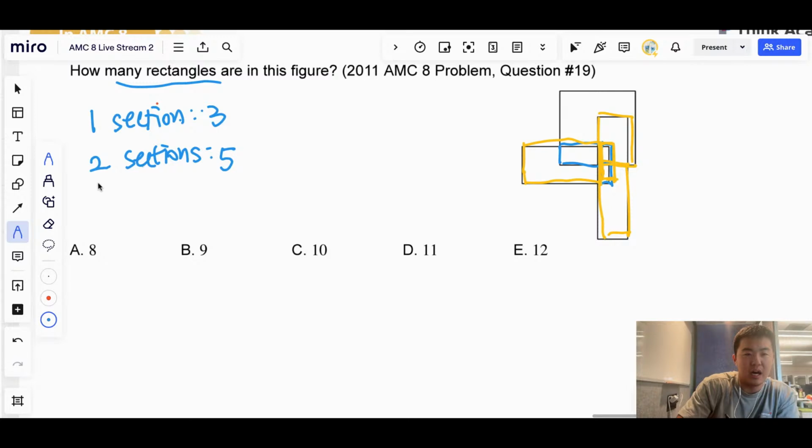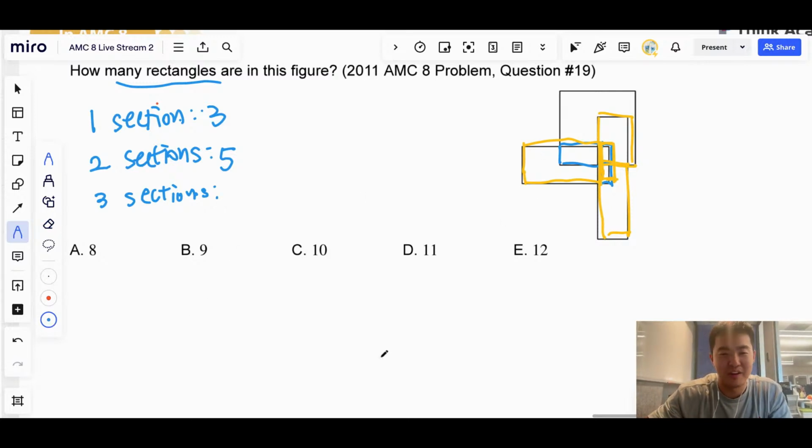And how about any rectangle formed by 3 sections, okay? So what are the 3-section rectangles? Can you observe any 3 sections in our figure? No, right? So there should be no 3-section rectangles. Actually, let me write it better. Okay, so for the 3 sections, we have 0.